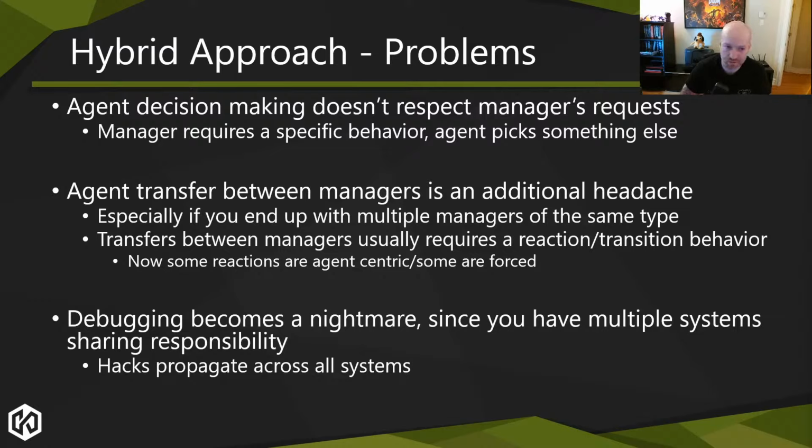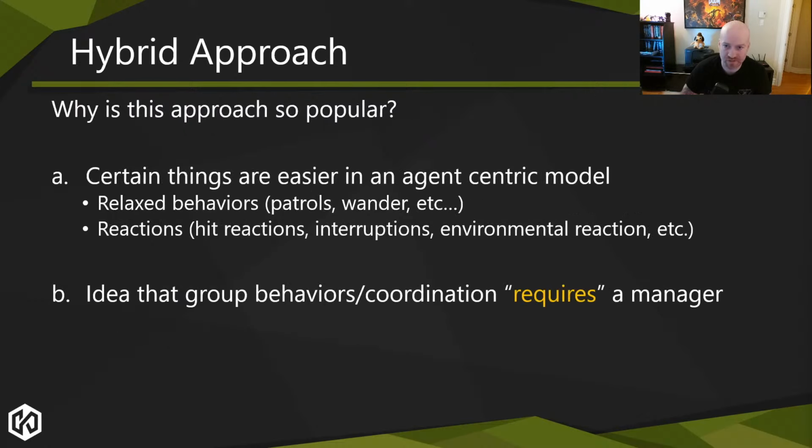Now, the question is, there's a lot of headaches and a lot of issues. So why is this so popular? Well, I think fundamentally it's because certain things are easier in the agent-centric approach, like the relaxed state is generally easier. Patrol, when I'm done, wander, idle, whatever. Reaction's a lot easier to do. You just put a bunch of reaction behaviors and schedule, prioritize them, whatever. It generally is a little bit easier, a little bit simpler for those cases, but I don't think that's a really strong argument as to why this is chosen.